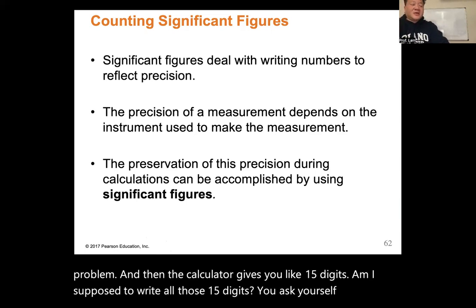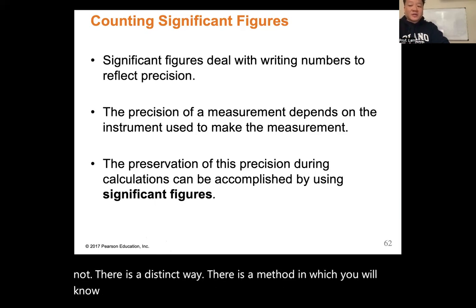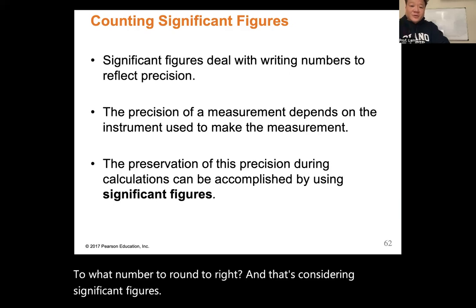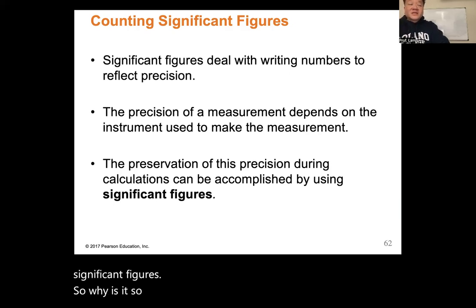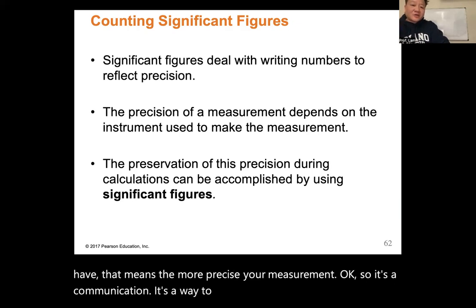No, you're not. There is a distinct way, a method in which you will know exactly what number to round to, right? And that's considering significant figures. So why is it so important? Well, the more significant figures you have, the more precise your measurement, okay? So it's a way to communicate how sure you are about the number.